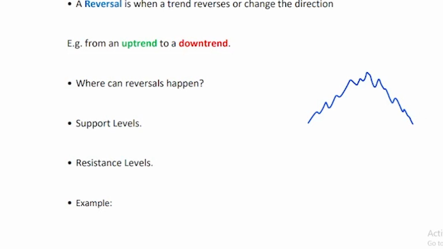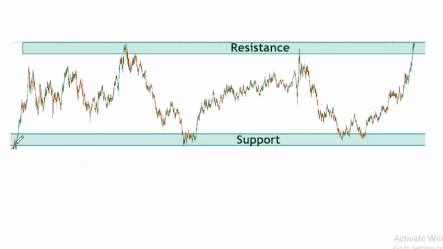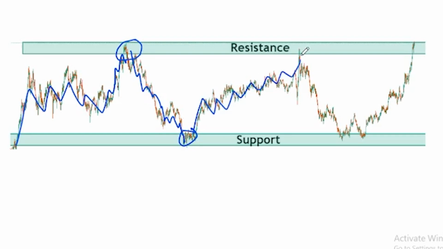Okay, let's take an example. Remember, we are changing the direction. Okay, now the market is moving up, and when we reach in the areas of resistance, we reverse to the downside. When we reach from this area and then we reverse to the upside, this is a reversal, the change of the direction of the market.